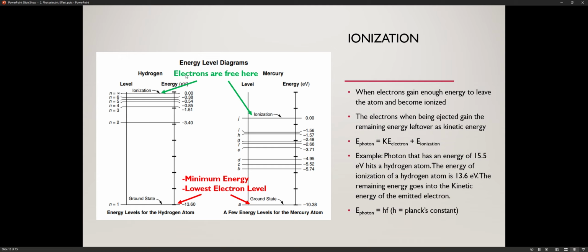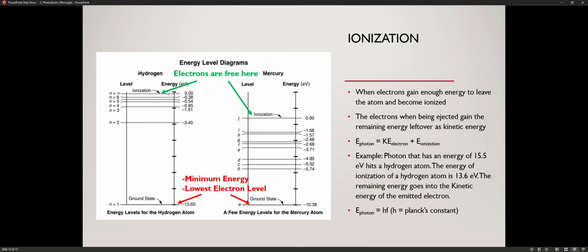Ionization is when electrons are freed. When you give enough energy to this electron to get it out of the atom, to expunge this electron out of the atom, to ionize it. So when electrons gain enough energy to leave the atom, they become ionized.